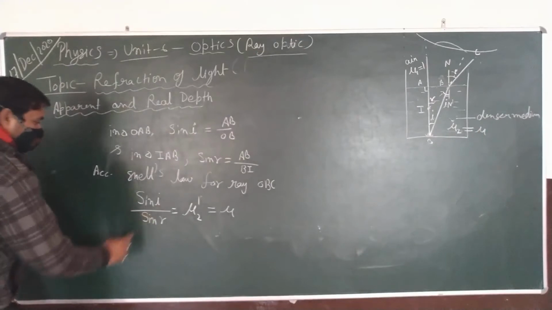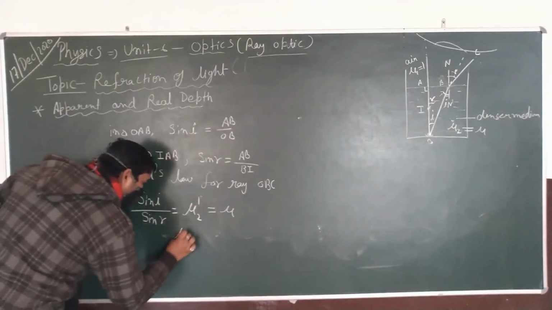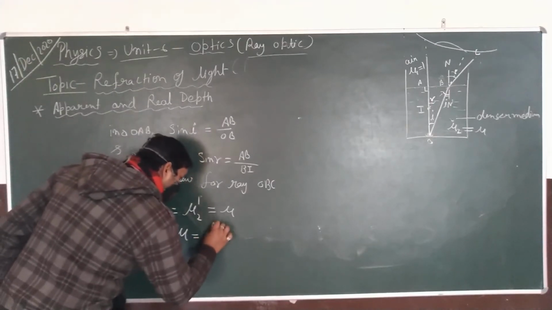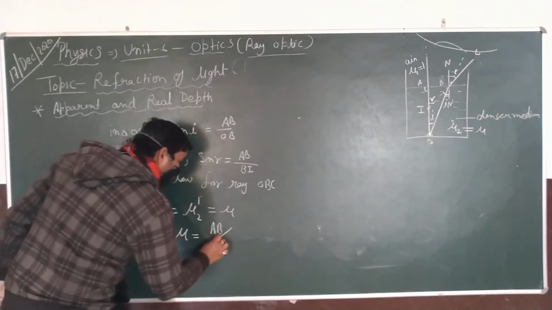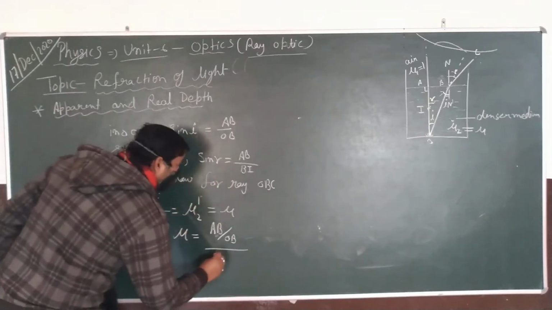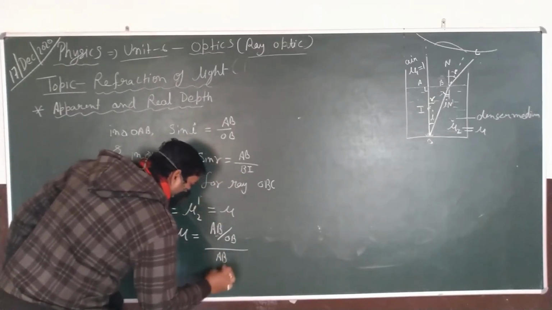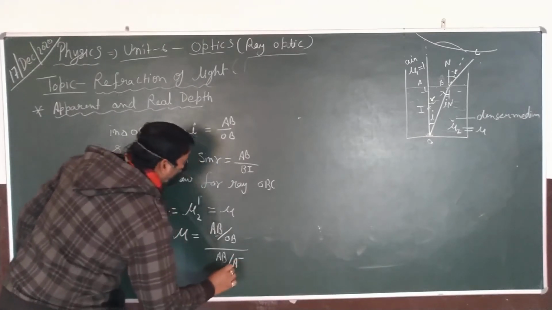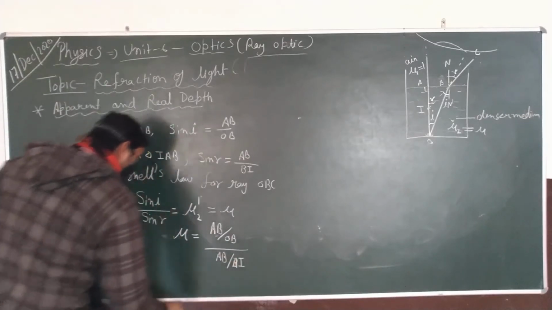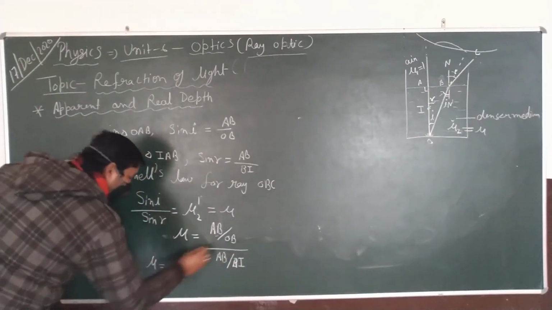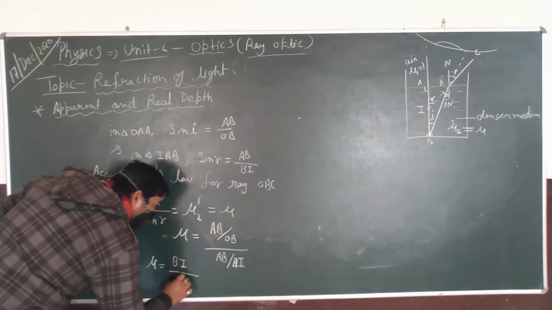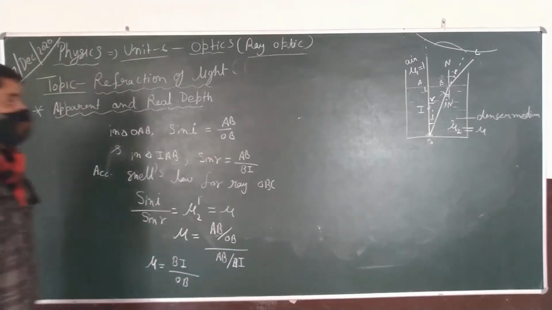Therefore, we have the value mu is equal to sin I upon sin R. Sin I is AB upon OB and sin R is AB upon BI. Clear? Now this AB cancels and we get the final result for mu as BI upon OB.